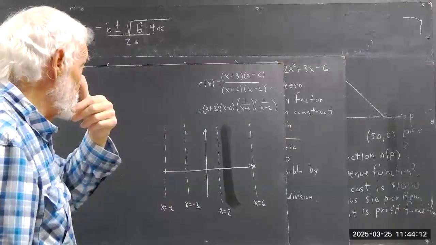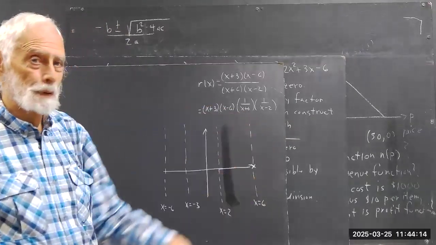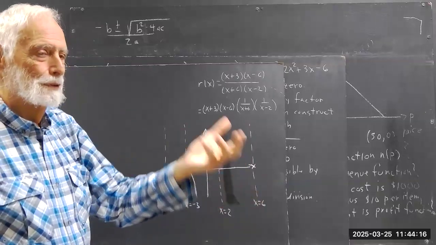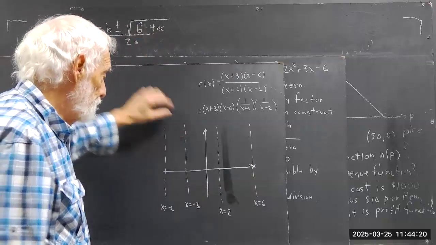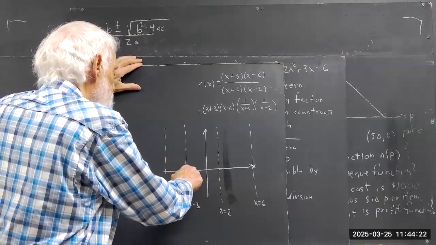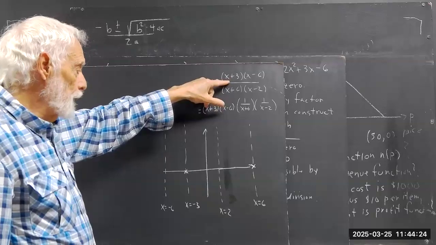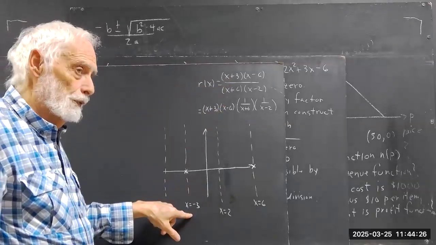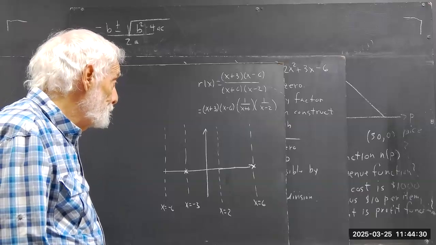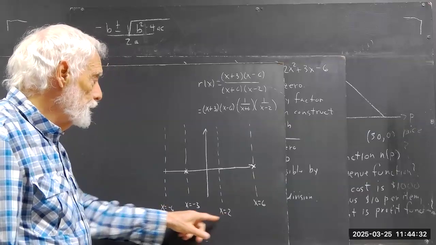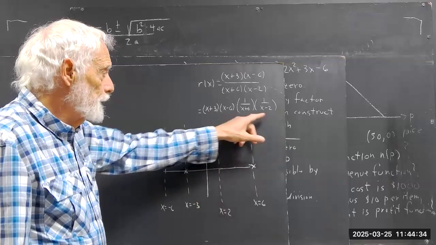x equals -3 is a zero. So if you write everything out completely, you would write x equals -3, 0. The x plus 3 factor makes it 0 when x is negative 3. Now, what do we do with these zeros that we got from the denominator?